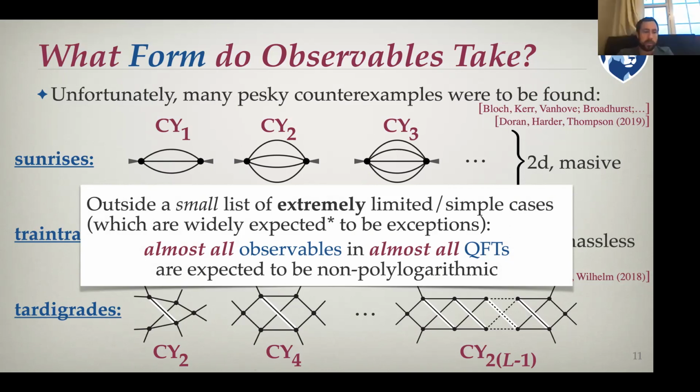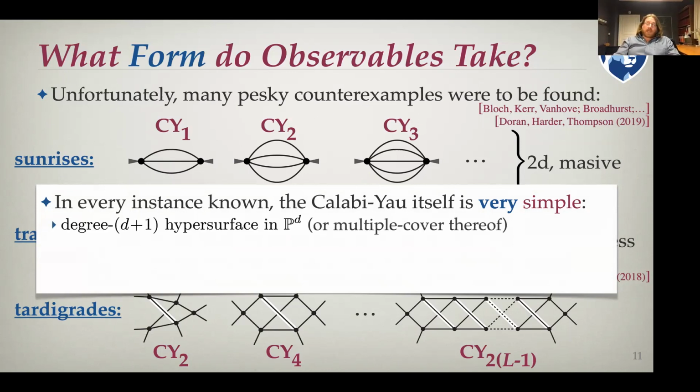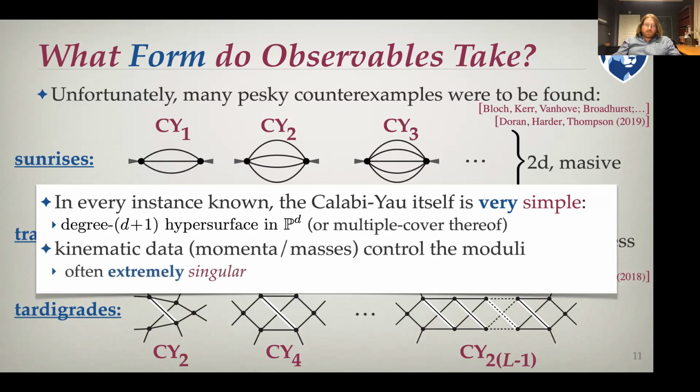But it's worth bearing in mind, and I wish I had more to say about this. I really don't have as much to say, regardless of time. What's interesting is that at least in every instance that's understood very well, the Calabi-Yau itself is the simplest Calabi-Yau anybody would ever write down or talk about. It's a degree D+1 hypersurface in projective space of D dimensions, or some multi-cover thereof. And the kinematic data encode the moduli of these hypersurfaces, and they're often extremely singular.